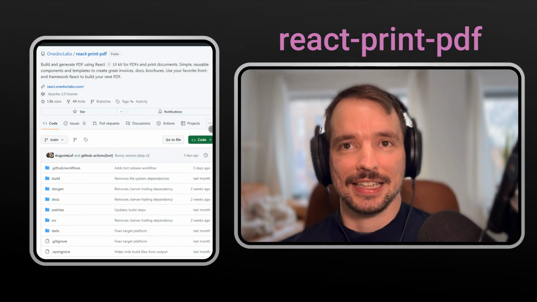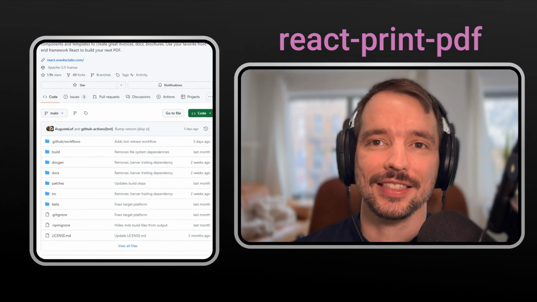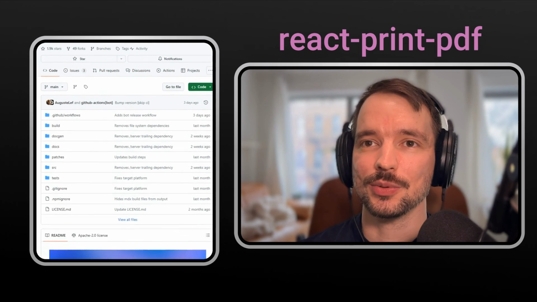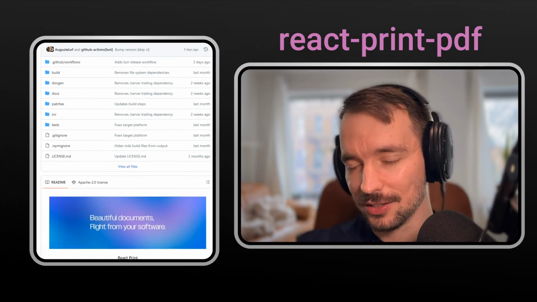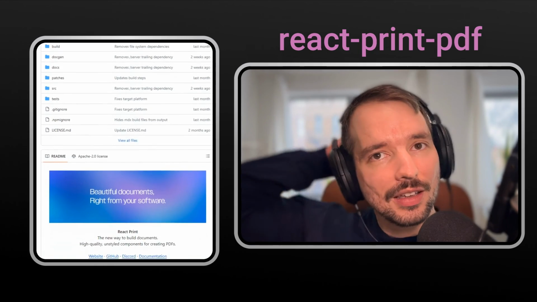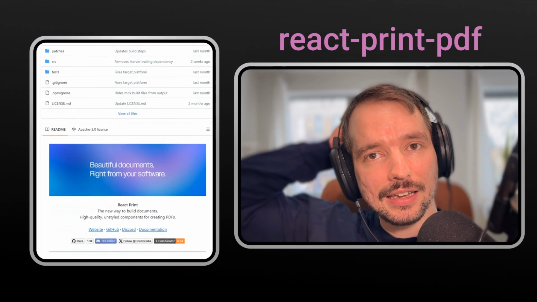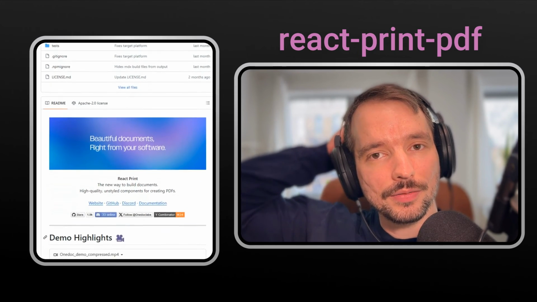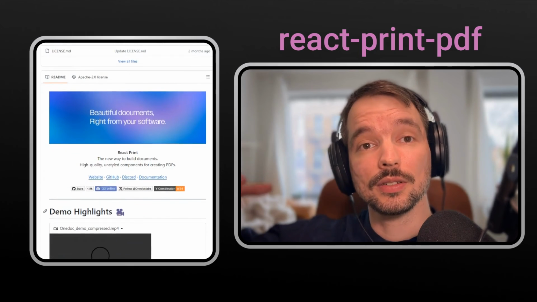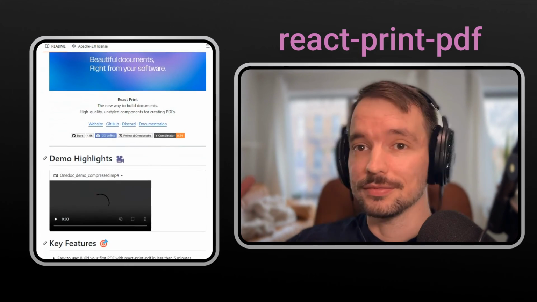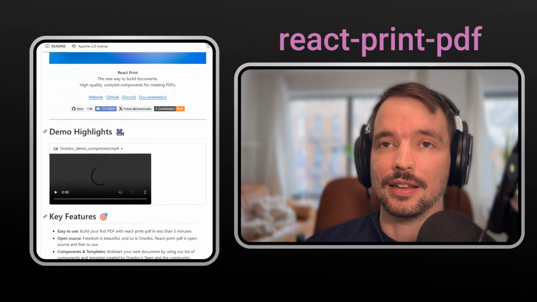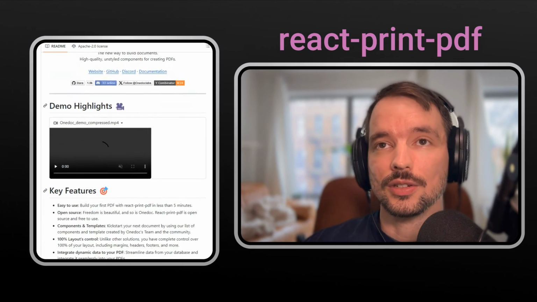Up next, we have React Print PDF. Yeah, this came across my feed on Twitter this week too. So there's a company called OneDoc who's essentially building a mechanism for generating documents like PDFs. So think invoices or whatever in that way. And they're using React to do it.